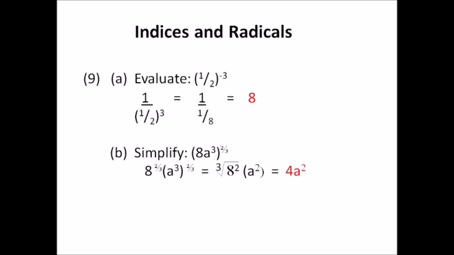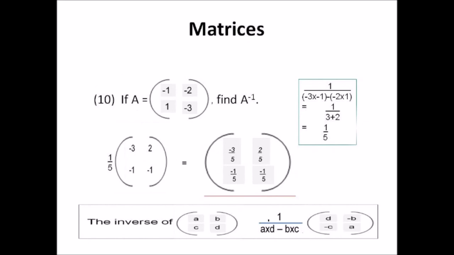Okay, we move on to number 10, matrices, and you have to find the inverse, and they gave you the formula to find it. So do the determinant and put it over 1, so then you'd end up with 1/5 at the front, and then in the brackets for the matrix you'd get negative 3 over 5, 2/5, negative 1/5, negative 1/5. Final answer. We have it underlined in red. That would be the matrix that shows the answer. Just use the formula and then you can put your numbers in and work it out.